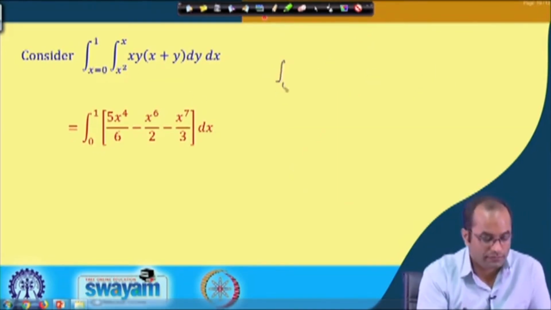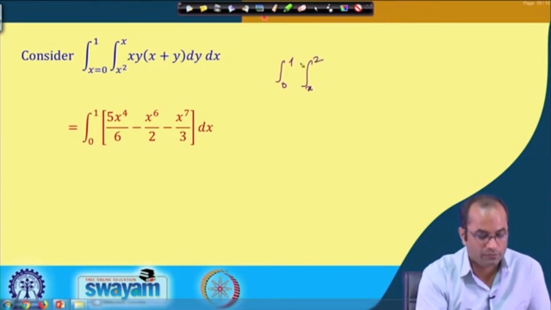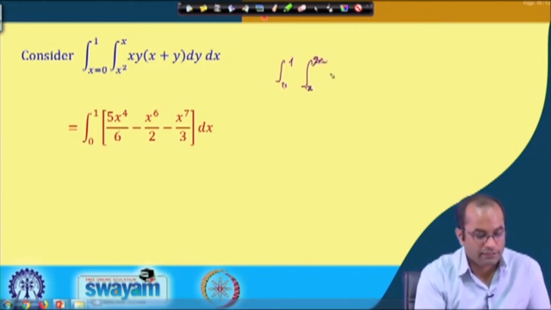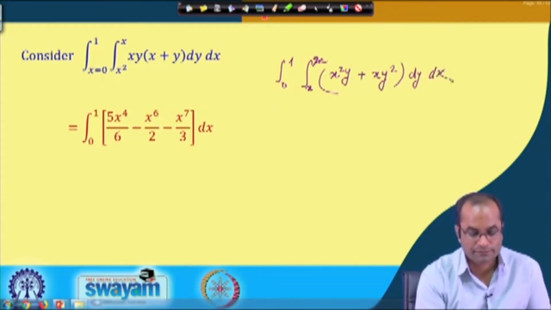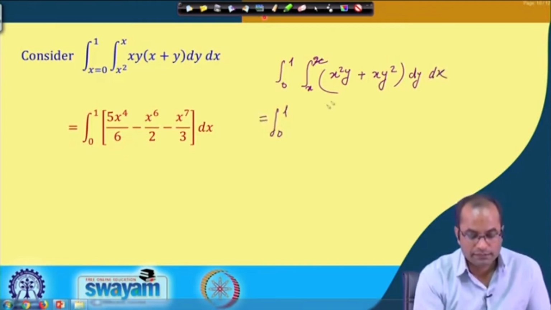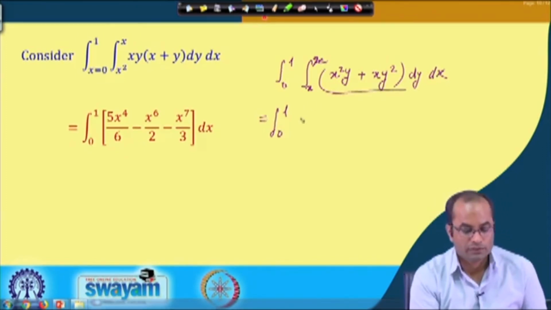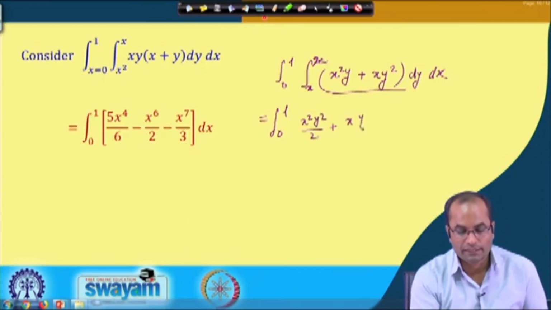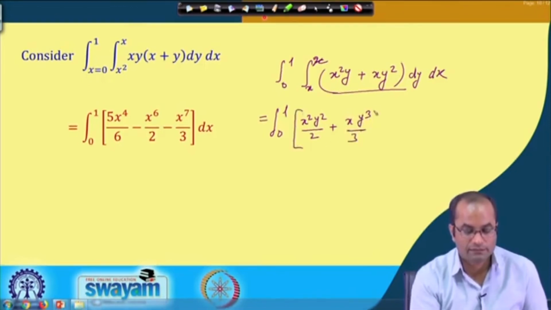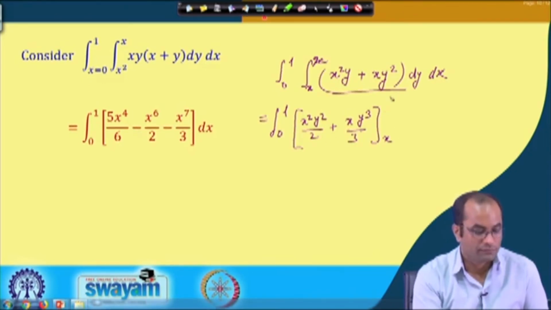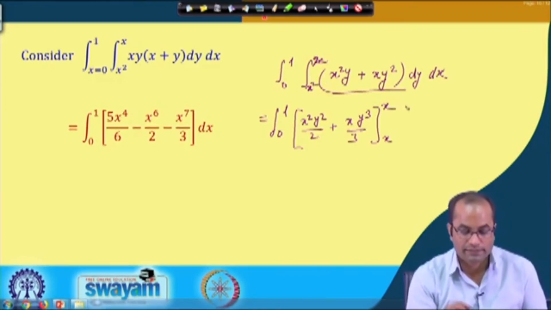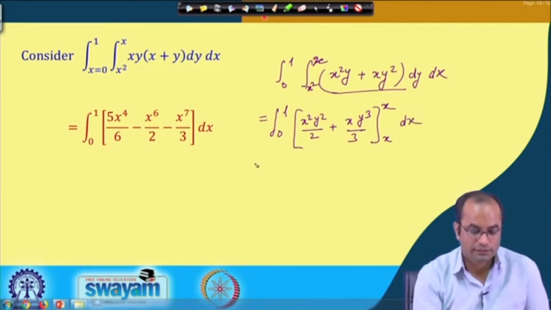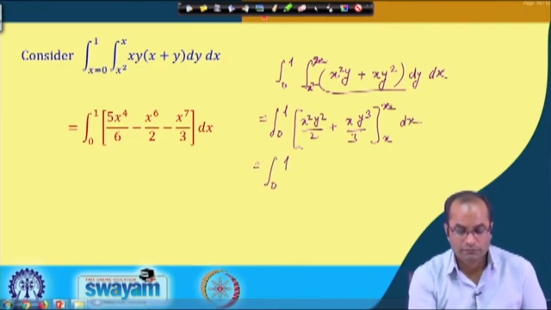So, we have this integral here from 0 to 1, and then x square to x, the integrand is x square y plus x y square, with respect to dy and then dx. So, this is 0 to 1, and this we will integrate now with respect to y. So, we will have x square and y square by 2, then we will have x and y cube by 3, that is the integral, and then we will put the limit from x square to x, and then we have the outer integral dx.